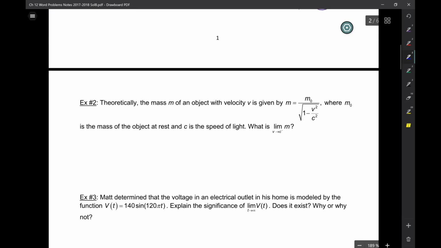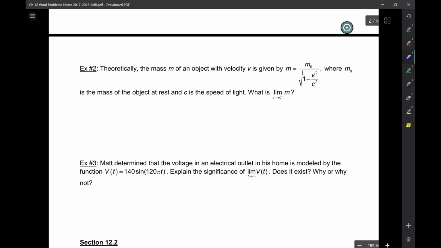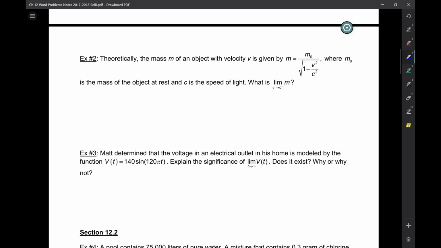All right. Here's the formula, which we've seen again and again. This is the relativity formula. Basically, you have the mass m of an object traveling at velocity v is given by this cute little formula. This is like my favorite formula. M naught over that mess, right? M naught is the rest mass.